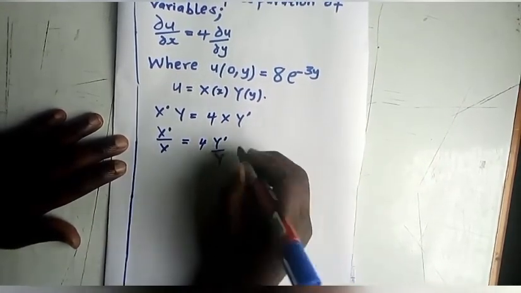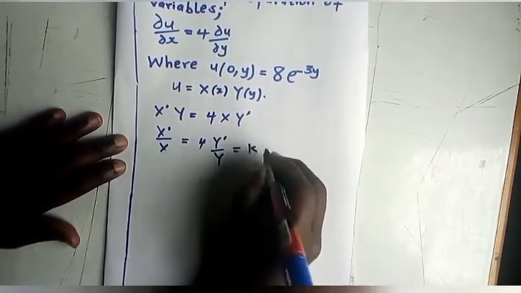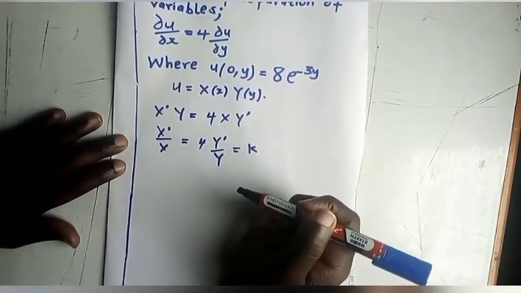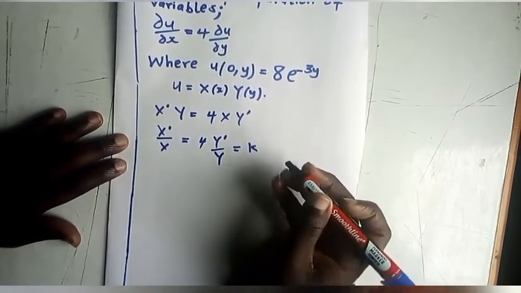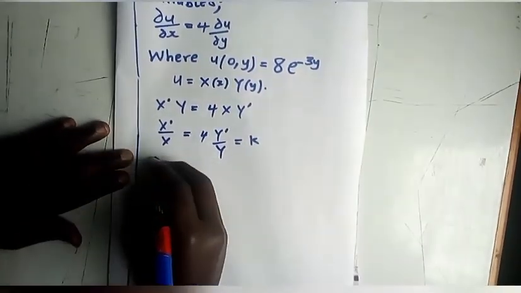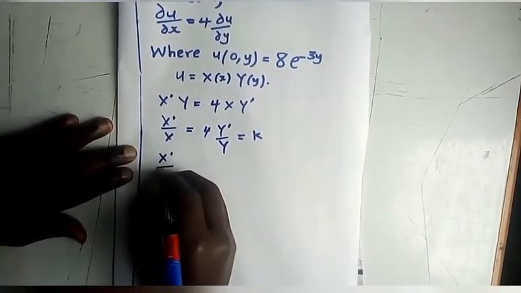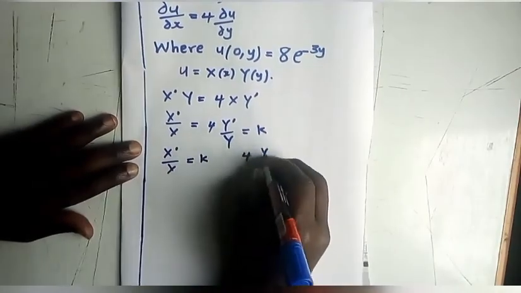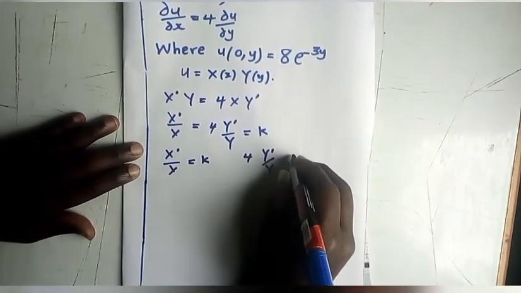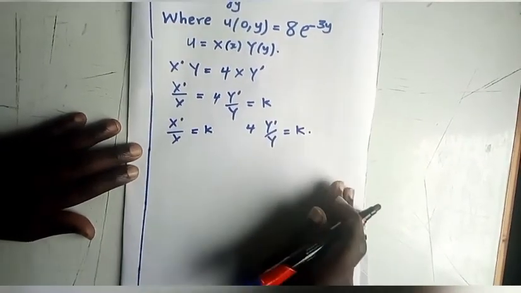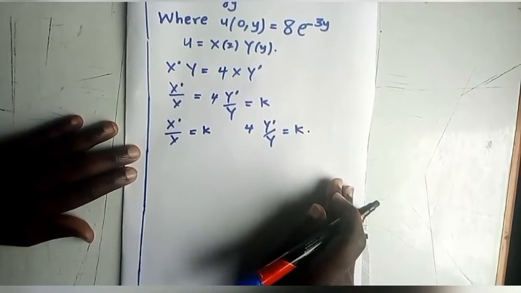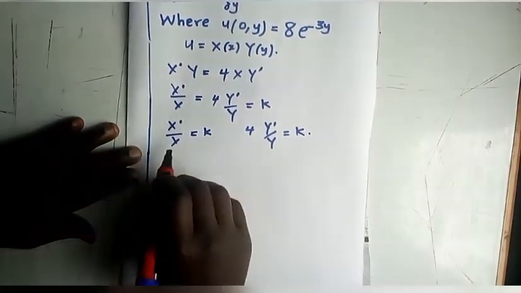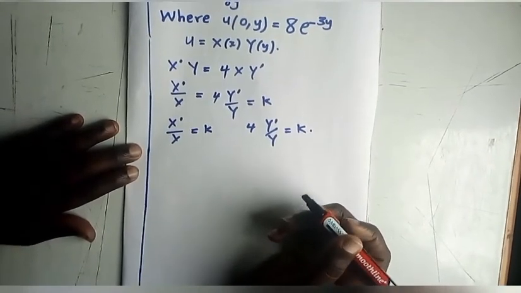And we are going to equate this to a constant k, because X prime over X depends only on the independent variable x, and Y prime over Y depends only on y also. So we can separate these variables now. We can have X prime over X is equal to a constant k, and 4 Y prime over Y is equal to a constant k, okay. So we are going to integrate both sides with respect to the independent variables. Like the first part, we are going to integrate with respect to x.